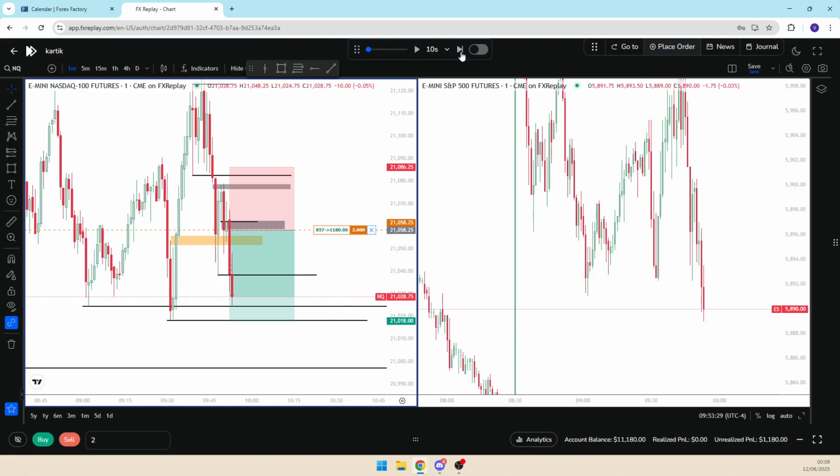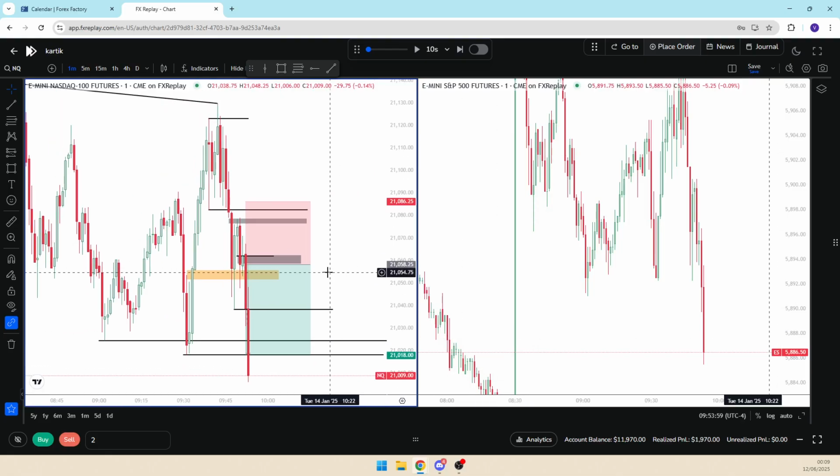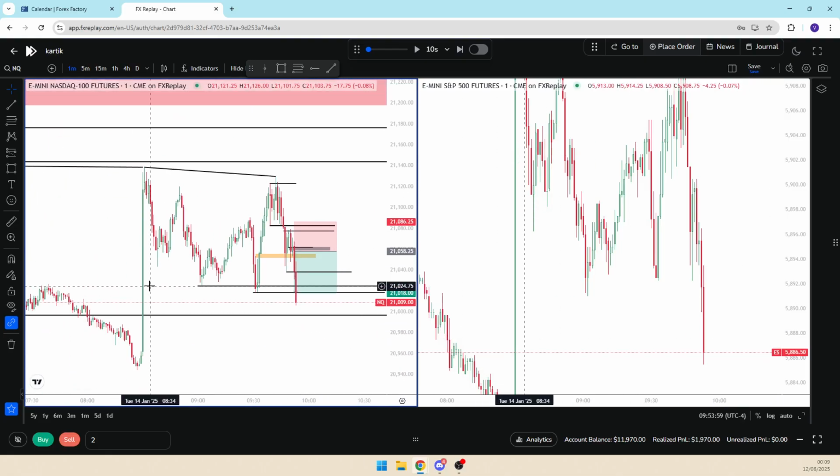Nothing here, nothing here. Let me see what this candle is going to do. That's it. Our TP got hit immediately. So right now, what do we see? Let me go through the narrative again.